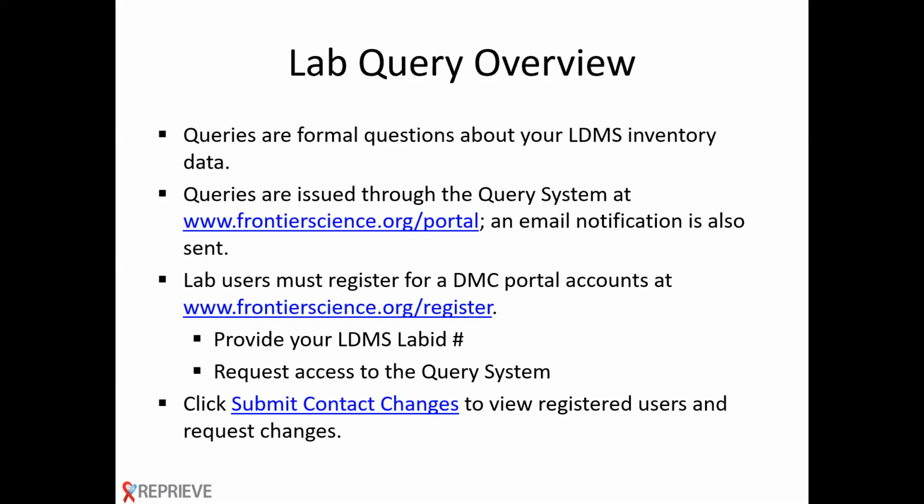And when your laboratory receives a query, an email notification is also sent to alert you that a query has been issued. And so in order to access these queries, the lab users do need to register for DMC portal accounts. And you can do that at www.frontierscience.org/register. This is separate from your LDMS account. In order to get access to the DMC query system, you need to register for access to the Frontier Science portal, and that is a different account. And when you're doing this registration, please do provide your LDMS lab number and specifically specify that you're requesting access to the query system.